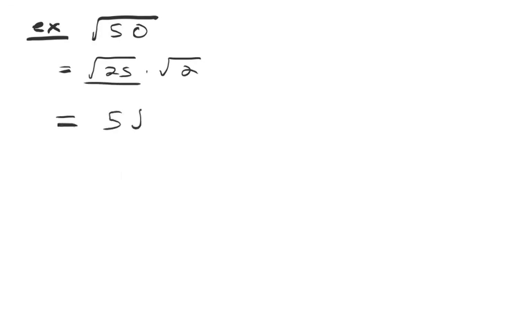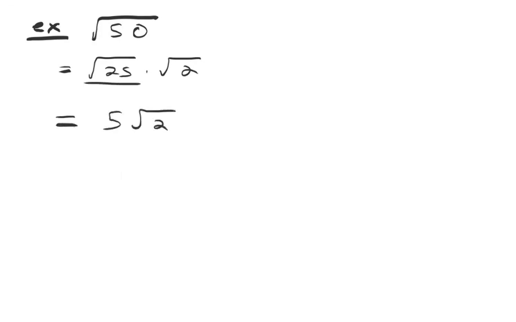So let's try square root of 50. I want you guys to try that one quick. Go ahead and try square root of 50. See if you can break it up into two factors and then simplify it. So let's do this. This is the square root of 25 times the square root of 2. We know the square root of 25 is just 5, so this is 5 square root of 2.